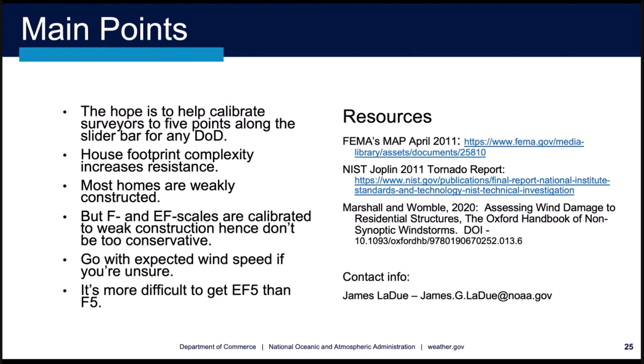Remember, the complexity of the house footprint really helps. Most homes are weakly constructed, but the scales are calibrated mostly to those kinds of construction levels. So you don't want to go overly conservative on things. So go with expected wind speed unless you're unsure. But still, having said that, it's still difficult to get a 5 out of a 4. And there's some resource items right there. So that's all I got to say, and I'd be happy to take any questions.